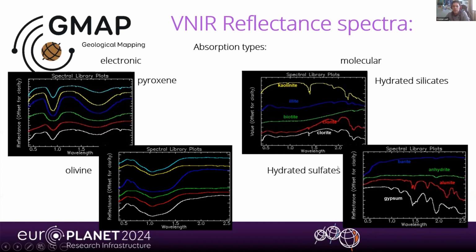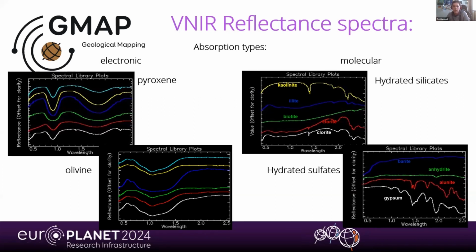Here you can clearly see a summary of some of the main mineral phases that we can recognize in the process. On the left side you see some electronic absorptions that are wider and often stronger than the molecular ones that we can recognize in the visible to near infrared. They are generally characterized in minerals like pyroxene, olivine, or even some ferric oxide, as well as plagioclase, mainly due to the presence of iron in specific coordination sites.